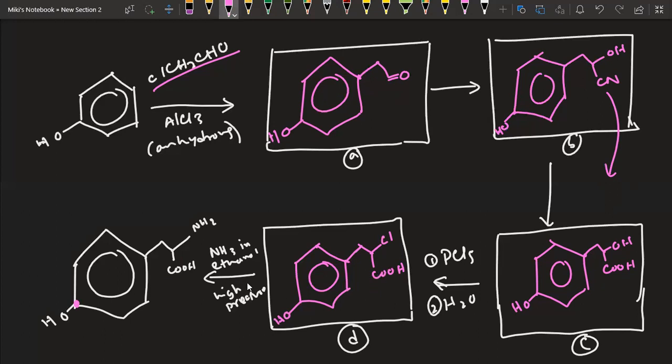Then further, ammonia and ethanol with high pressure, replacing the chlorine, gives us amine. So alkylamine. Got it? If you didn't get it, rewatch the video.